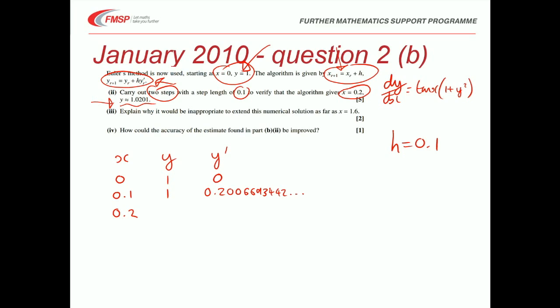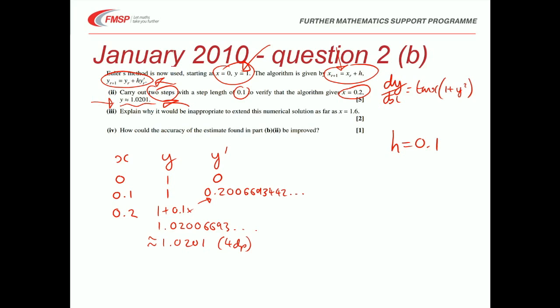And if you use that to create the next y coordinate here, you'd do the old y coordinate, which is 1, plus h, which is 0.1 times this number here. If you do that, we're going to get 1.0200669, which is approximately 1.0201 to 4 decimal places. And that's a relief because that's what they asked for. And that's the meat of showing the examiner that you know how to use Euler's method.